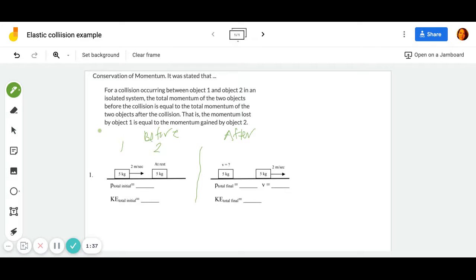So to figure this out, I would add this to your notes, for elastic collisions, which just means the objects bounce off each other. They don't stick together.